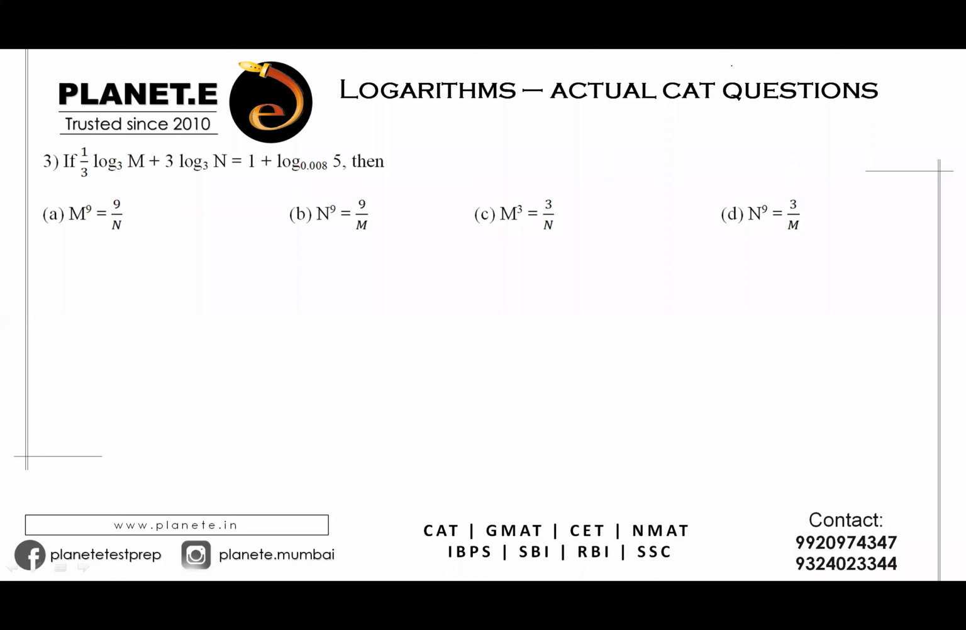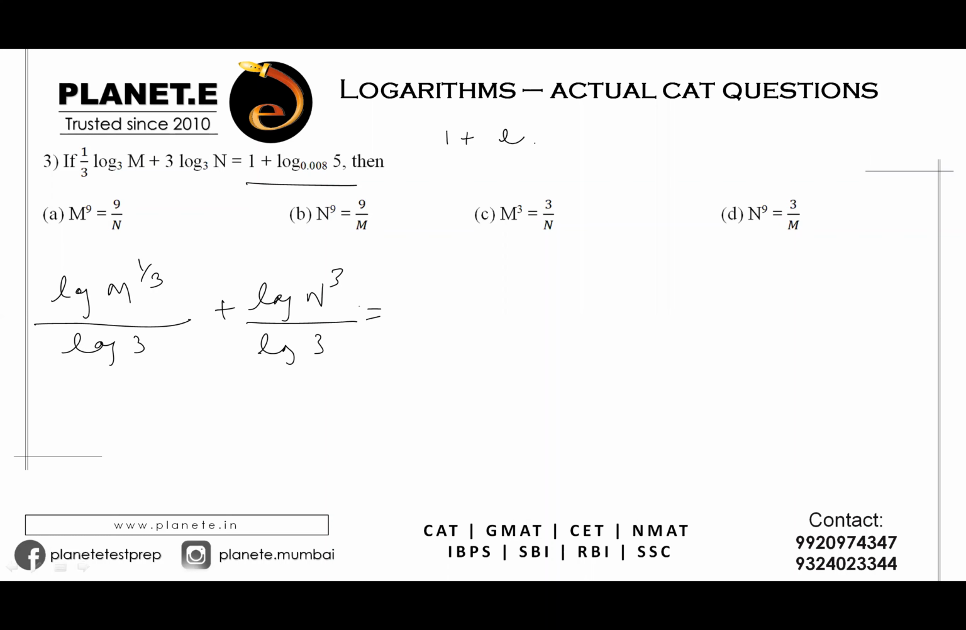Okay, let's see how we get to the answer to this question. So the first term, I can write it as log m raised to the power of 1 by 3 upon log 3. The second term, I can write it as log n cube upon log 3 is equal to, let's try to solve this part. So if you look at this part carefully, this is nothing but 1 plus log 5 upon, this is 0.008, not 2 cube is 8, 0.2 cube is 0.008, and 0.2 is nothing but 1 by 5. So this is nothing but 1 by 5 whole cube, right?